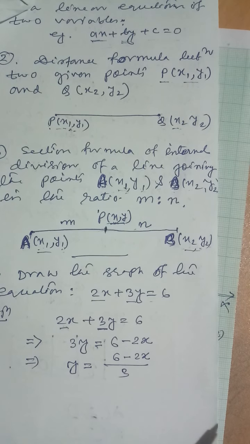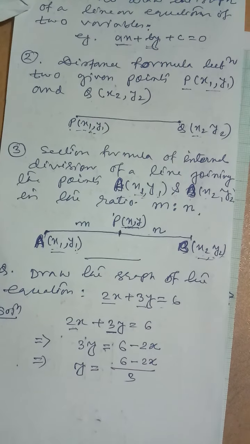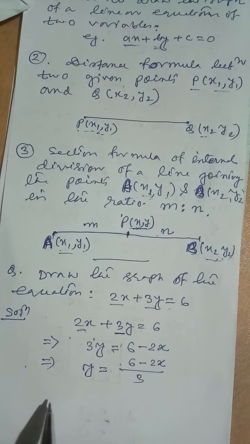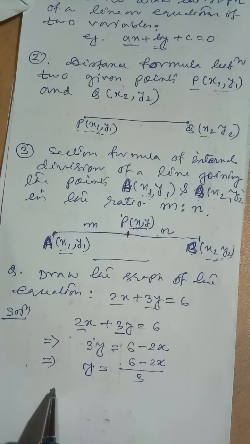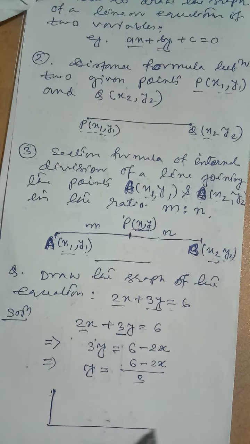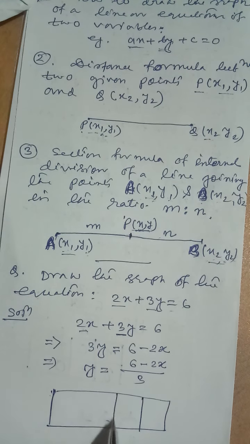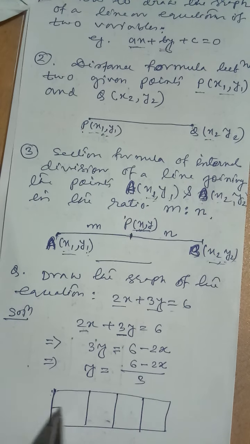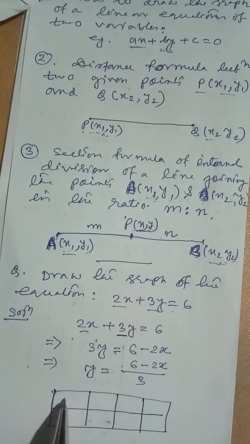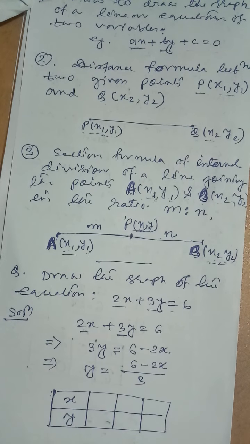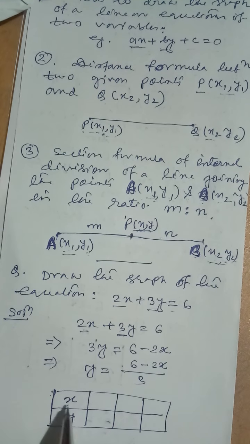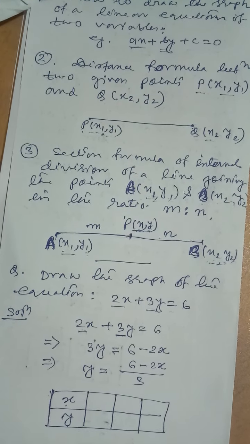Now we have to find the coordinates of 3 points to get the graph of the equation. For that we have to follow these steps, that is we have to find 3 pairs of points in this way. We have to make this chart to get the points. Here this is the x coordinate and this is the y coordinate. X coordinate is known as abscissa and y coordinate is known as ordinate.